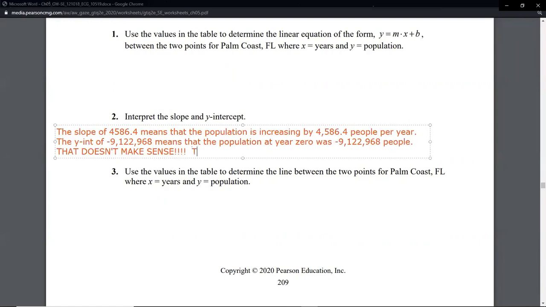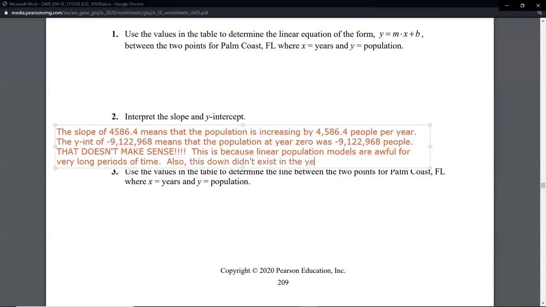So this does not make sense, because linear population models are awful for very long periods of time. On top of that, Palm Coast, Florida didn't even exist. It would not make sense to model a population in any year before it actually existed. That's like going into negative years for that region. So also, this town didn't exist in year 0. Can't model that way.